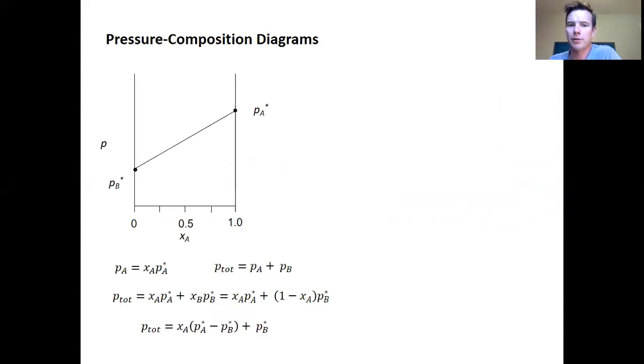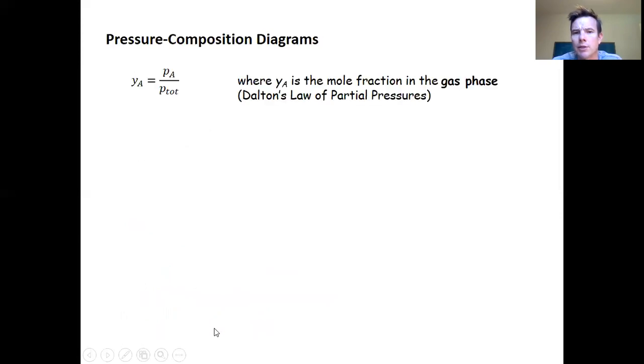Let me check in with you for a second. So this is that same drawing. Down here, I'm showing you some math. So this is Raoult's law. This is our partial pressure statement, Dalton's law. You can substitute in Raoult's law behavior for these PAs and PBs, do some substitution, and you end up with this equation of the line.